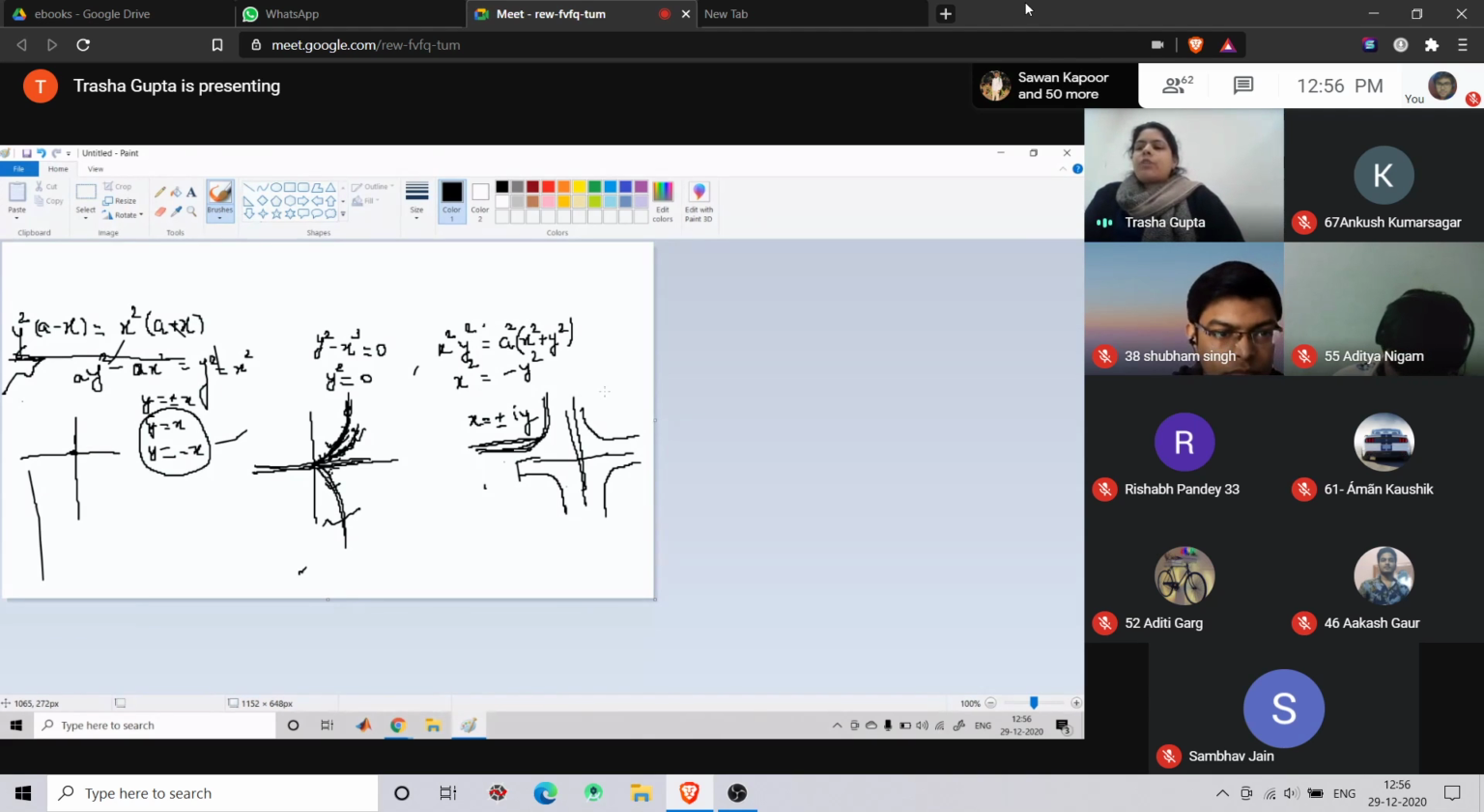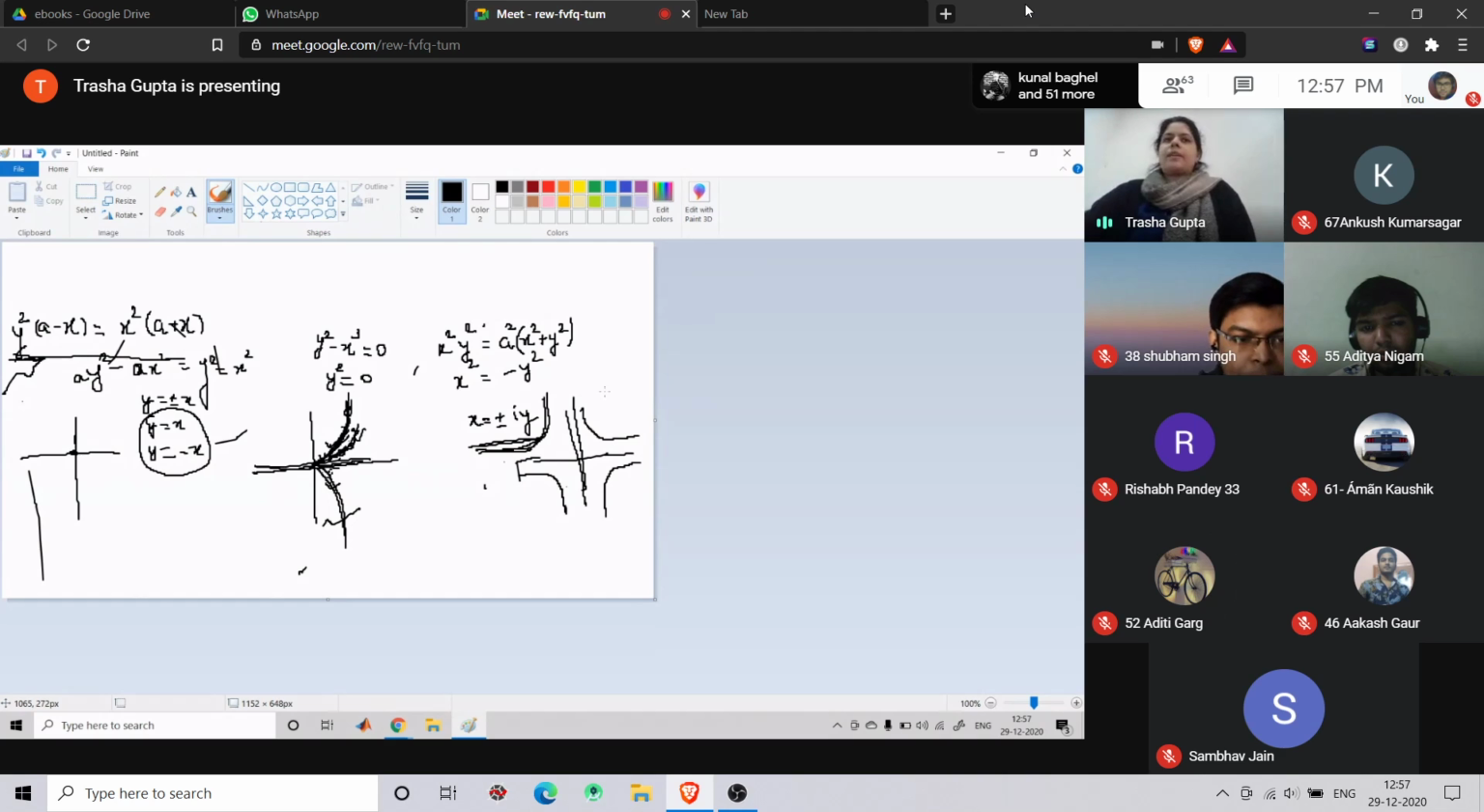Now to find the tangents to the curve at these points of intersection with the coordinate axes, what will we do? Just as we did at the origin, we will do the same, but what will we do first? We first shift the origin to the required point, and then, equating to 0 the lowest degree term, we find the equation of the tangent at that particular point to the curve. Is that fine?